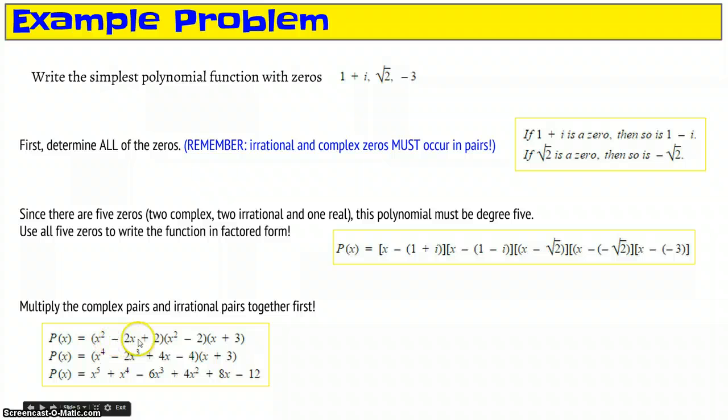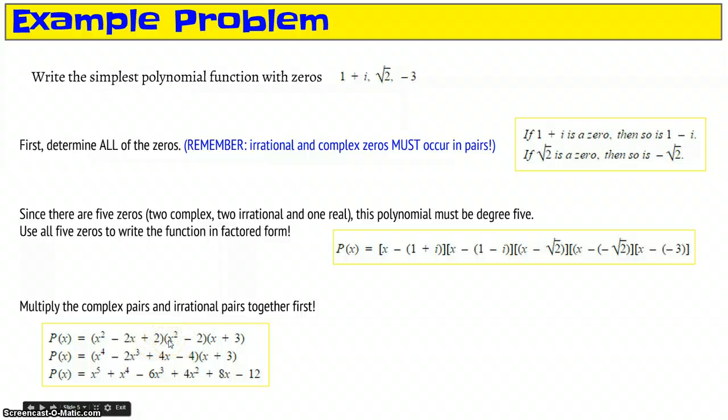The first step is, hey, this x squared minus 2x plus 2, that comes from the 1 plus i stuff. This x squared minus 2, that comes from the square root of 2 stuff. This x plus 3, we'll touch it later. Then I'm going to work with just these two. I'm going to get x to the 4th minus 2x to the 3rd plus 4x minus 4. Okay? That's just from multiplying these two together.